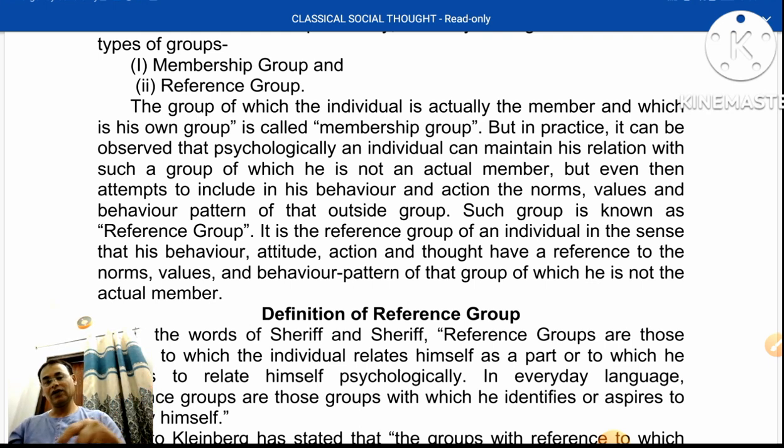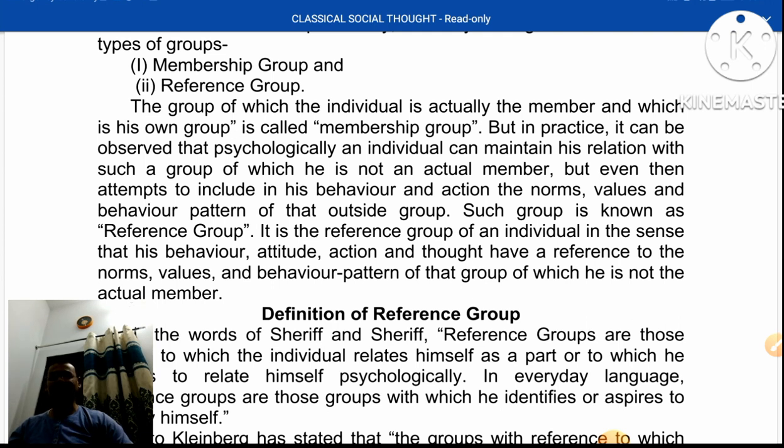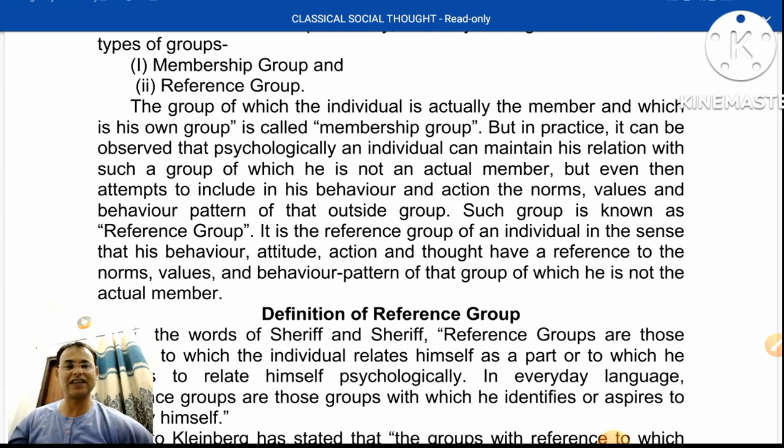So whatever the student group is, it is his own group. Either he is a student of master's degree but wants to become a police officer. The police officer group is the reference group. The group of which an individual is actually a member, which is his own group, is called the membership group.